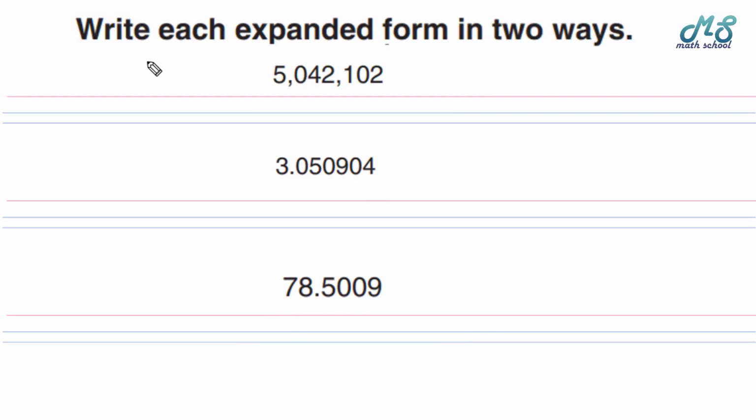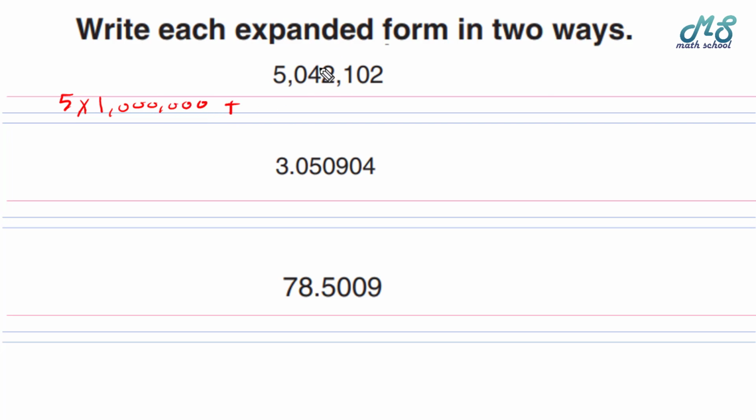Next exercise, write each expanded form in 2 ways. We can write the expanded form in 2 ways. Look at the first number, 5,042,102. 5 in millions. So its value is equal to 5 times 1 million. Just write 1 and 6 zeros.